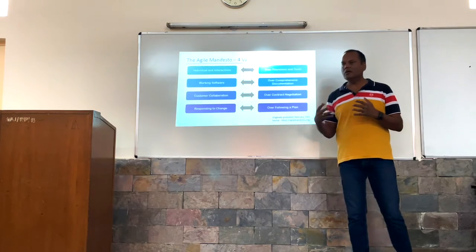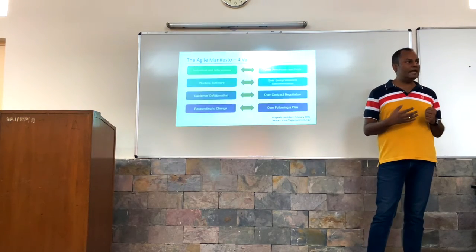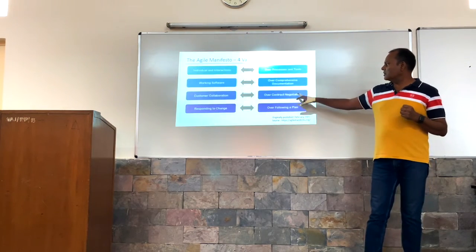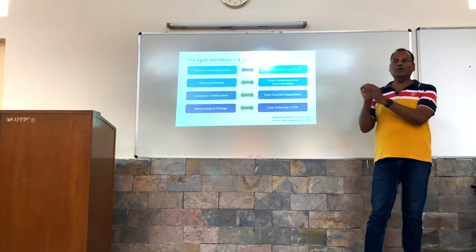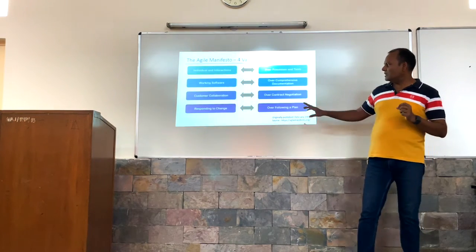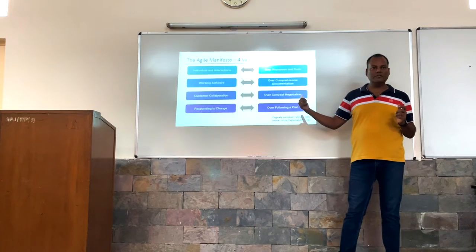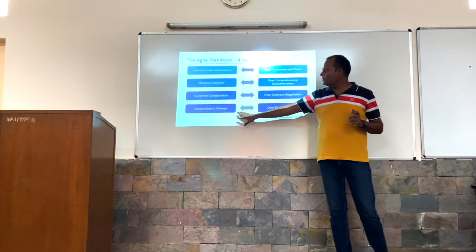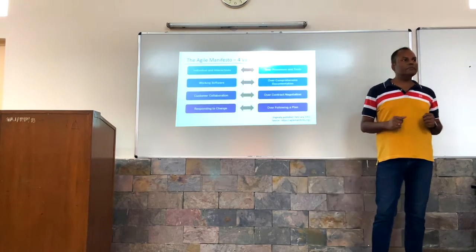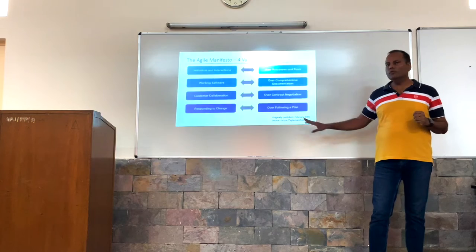Third value is customer collaboration, like collaboration with the internal team and collaboration with the outside team, with the customer, a lot of interaction happening, over contract negotiation. They don't follow strictly what is stated in the contract. If the customer is satisfied, it meets the contract objective. Okay. Fourth value is responding to change. They quickly respond to the change over following the plan.